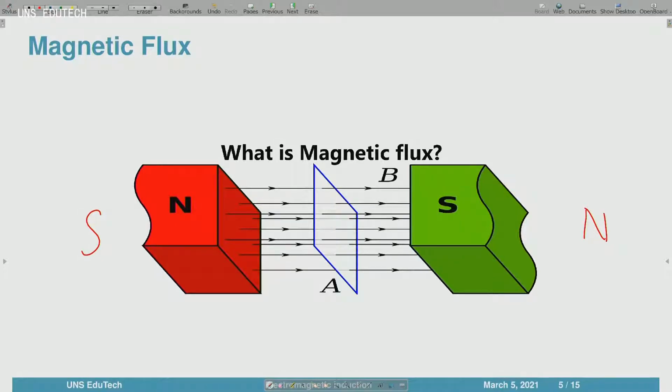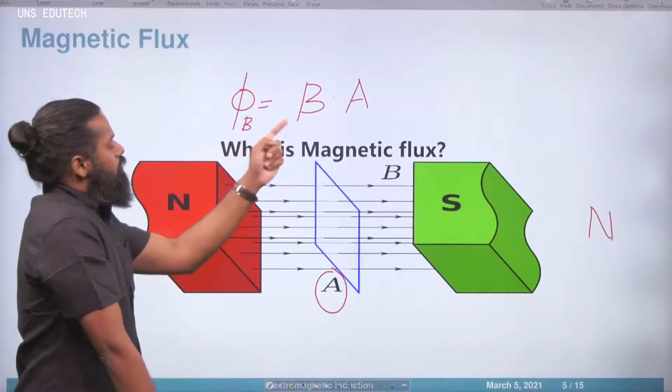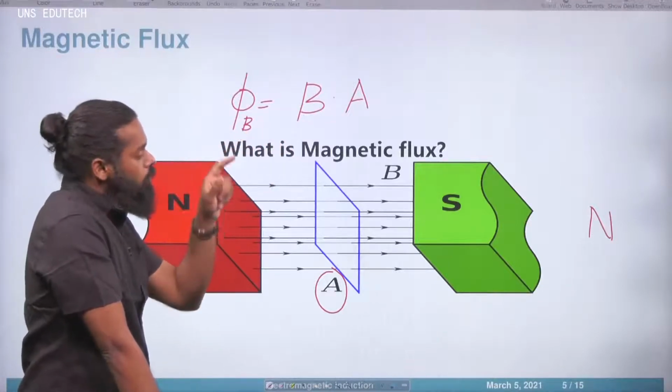So these are the lines of force, and the flux is a quantity which is the product of the magnetic field and area. Assume that you are considering a certain amount of area A. If you multiply the magnetic field by that area, that quantity is called magnetic flux, usually represented by phi B. Magnetic flux is nothing but the magnetic field times area.